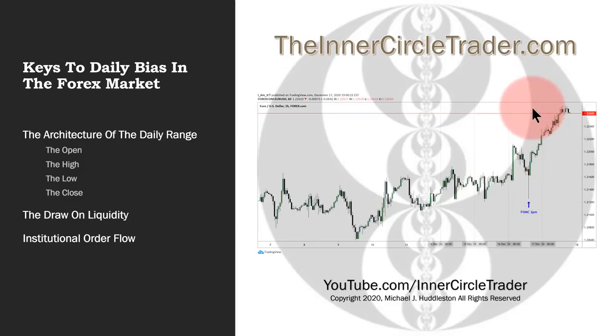That's what we would be looking for what? The draw on liquidity, which is what? The high of the day that we're aiming for, which is what we're trying to get to after buying below the opening price or very close to it. You see how we're starting to flesh out bias?